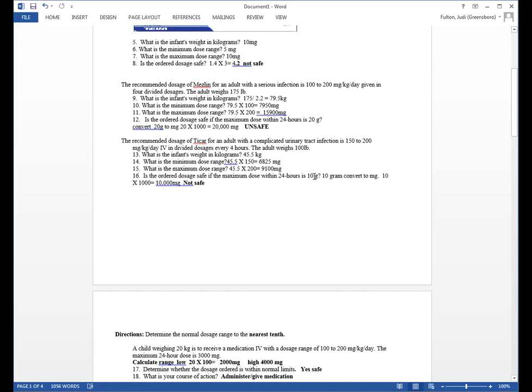When you look at this, 10 grams again, what do we do? Same process. To convert grams to milligrams, we move the decimal 3 places to the right or multiply by 1,000. So that gives us 10,000 milligrams. It is too high, so it is unsafe.